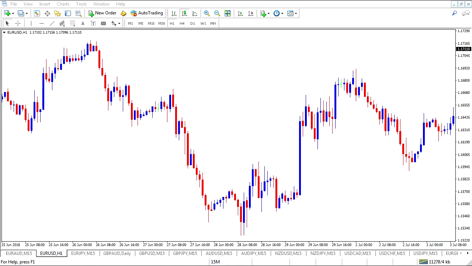There is something called long-term moving averages and short-term moving averages, and they are to be used quite differently.